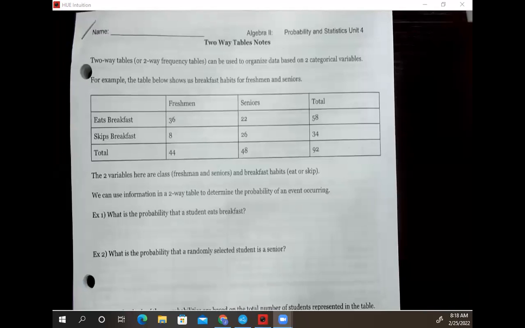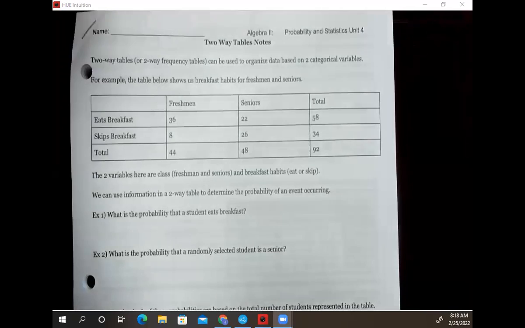Okay, today we are going to get started with our probability and statistics unit. And the first thing that we're going to talk about is one way that we might see some information organized, and that's to use something called a two-way table. So that's what we're going to look at for today. Sometimes these are called two-way frequency tables.